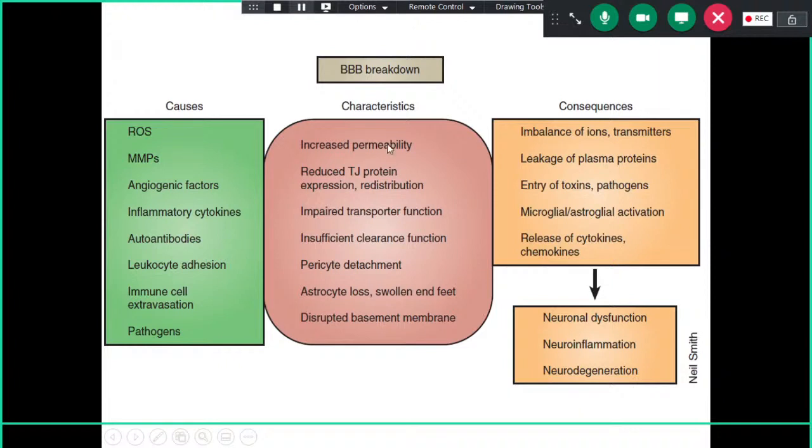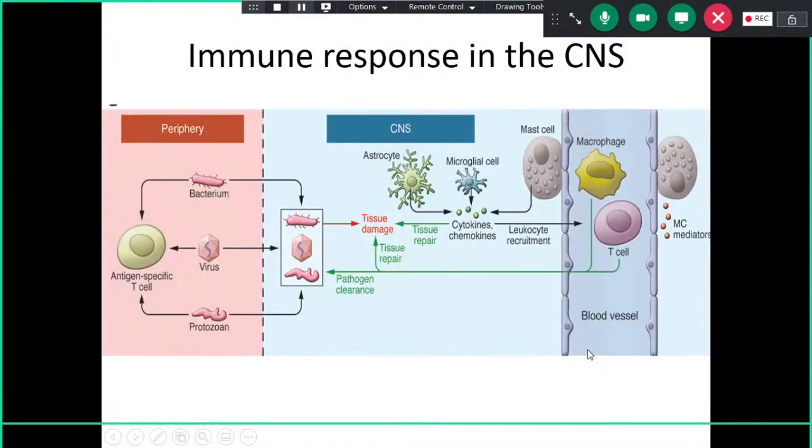And what is going to happen if the blood-brain barrier is gone? Imbalance of ion transmitters, leakage of plasma protein, entry of toxins and pathogens directly in, and production of huge amounts of cytokines inside the brain component, and it will lead to neuronal dysfunction, neuroinflammation, neurodegeneration. This is what I was telling, that a significant proportion, up to 40 to 50% of individuals who suffer from acute bacterial meningitis, if not diagnosed early and not treated properly, may end up with severe neurological damage.